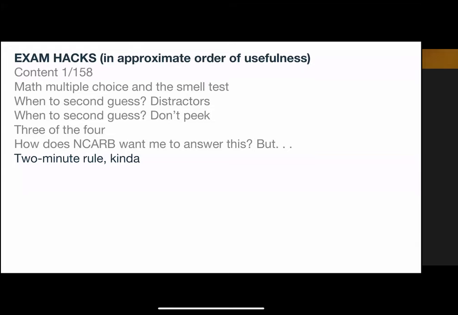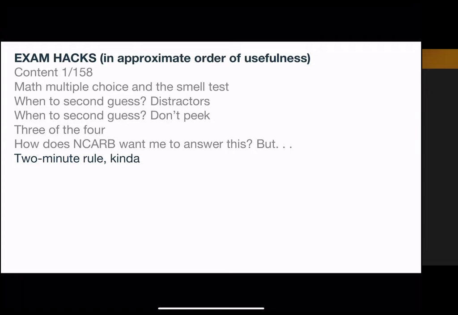And fortunately, NCARB has six pretty good, and by pretty good, I mean pretty close to the real thing, practice exams that you can use to pace yourself. So you definitely want to pace yourself in an appropriate way at 2 minutes per. Now, does that mean that you have to take 2 minutes per question? Of course not. Some questions will take you 45 seconds or even less. Some will take you 3 or 4 minutes, and that's okay. That's how it's supposed to be.